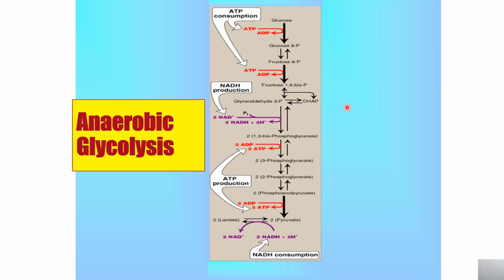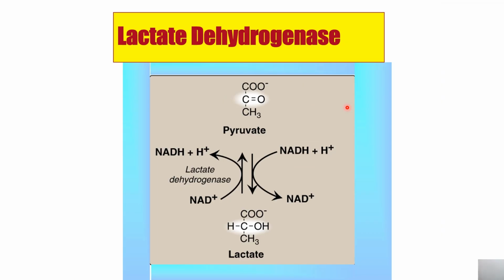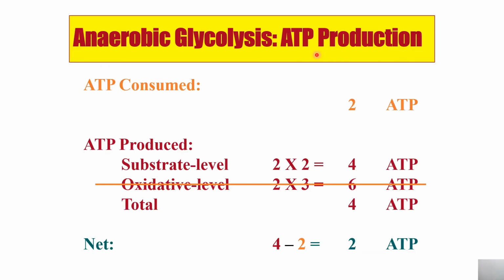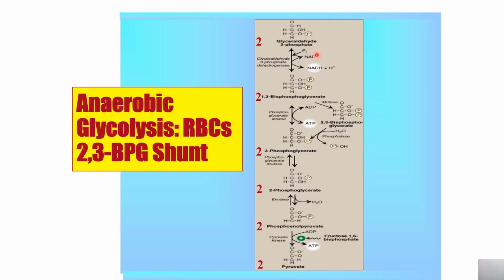Then we talk about anaerobic glycolysis. So in this case, lactate dehydrogenase basically converts pyruvate to lactate, right? The ATP consumed is 2 ATP, and the ATP produced is 4, so 4 minus 2 will be a net of 2 ATP.